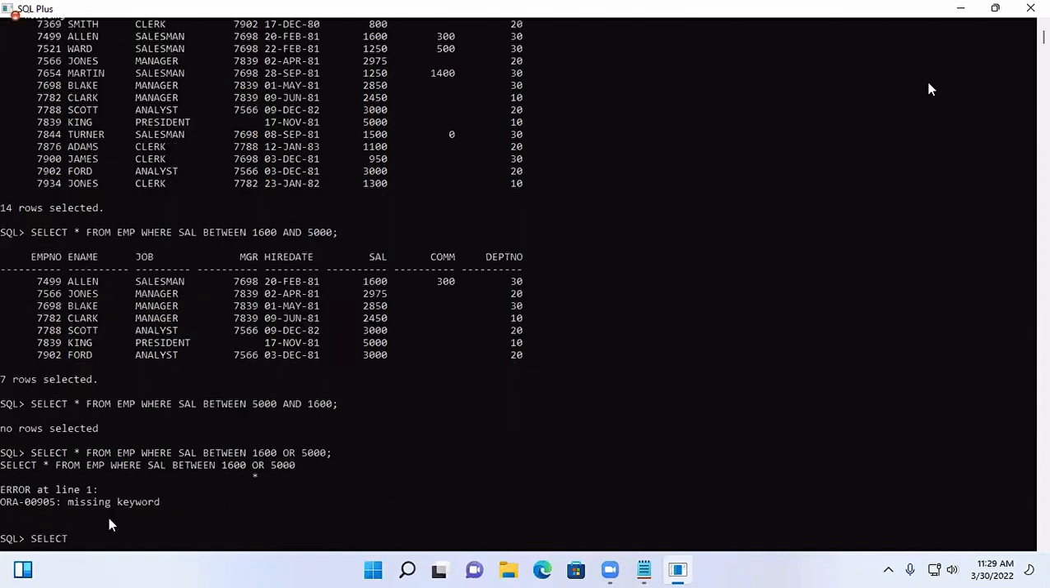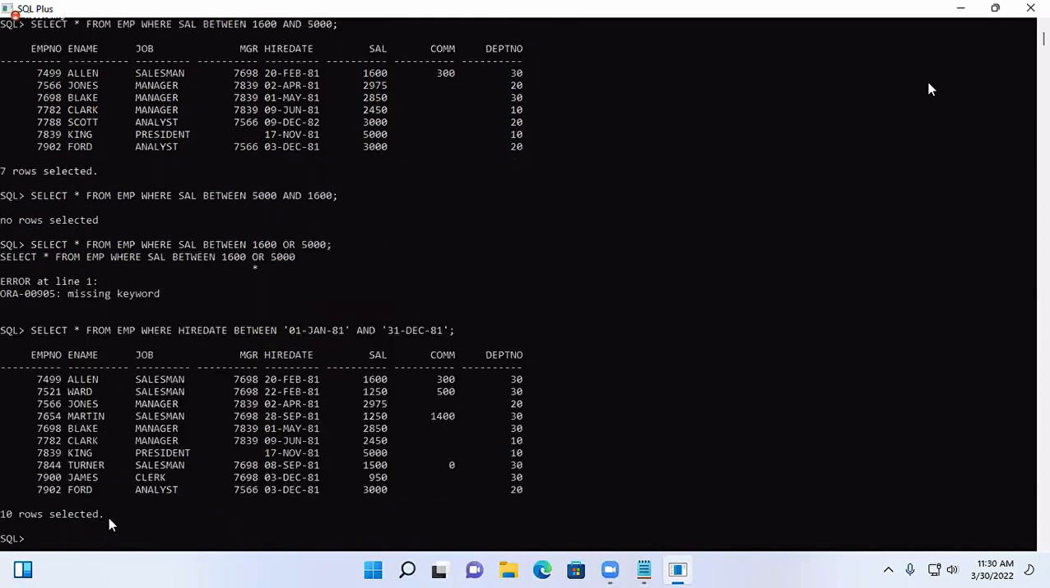So I'm writing here select star from EMP where hire date between 1st Jan 81 as my low value, and my high value is how much here? 31st December 81. So now when I'm using this, we can find out the particular people in so and so range in between, I can find out.